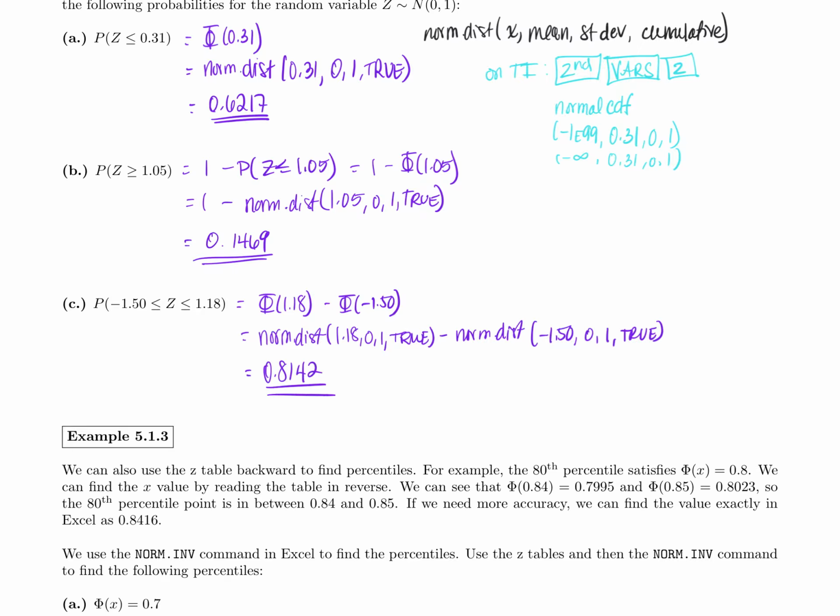So we end up with 0.8142. On the TI, you can actually make this one normal CDF. You can use normal CDF, and instead of negative infinity to 0.31, now we can do -1.5, up to 1.18, 0, 1. And it will give you the exact same answer.